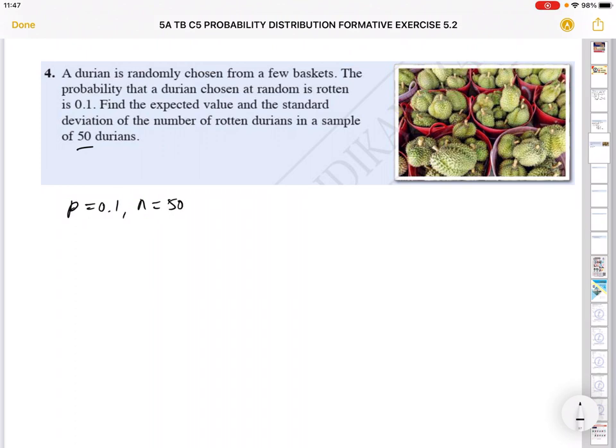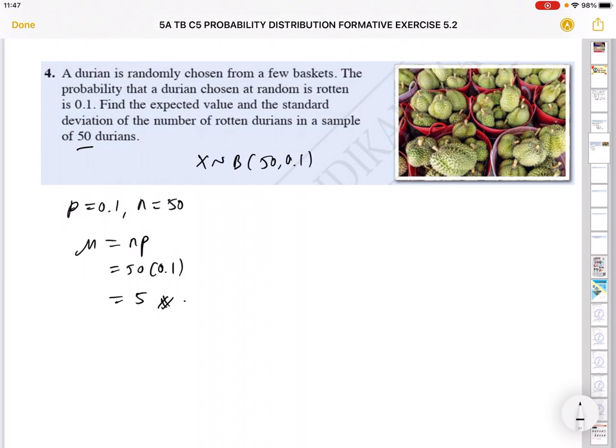Again, you can write in this notation. You can write 50. Now, mu is given by np. Mu is the expected value, which means on average. So if I take 50 durian, on average how many will be rotten? Answer: 50 times 0.1, which is 5.